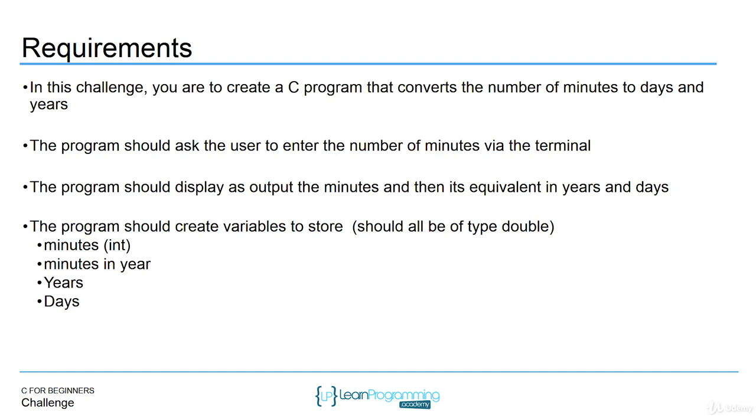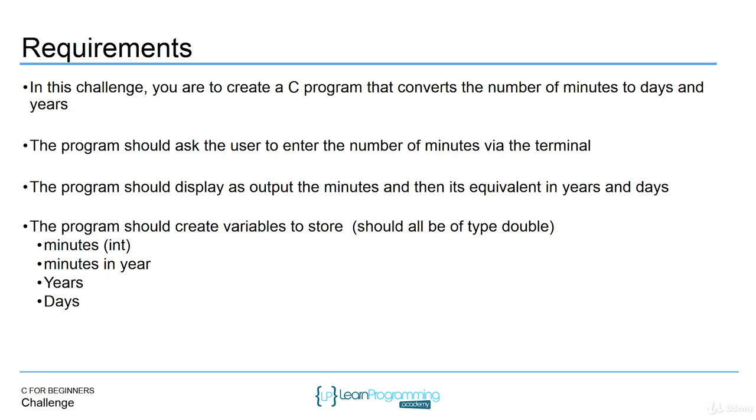That would be something like the number of minutes in an hour, which is 60, times the number of hours in a day, which is 24, times the number of days in a year, which is 365. If you do 60 times 24 times 365, that's going to give you the minutes in the year. You can then use the minutes in year and divide it by the minutes entered by the user, and that will give you the number of years, right?